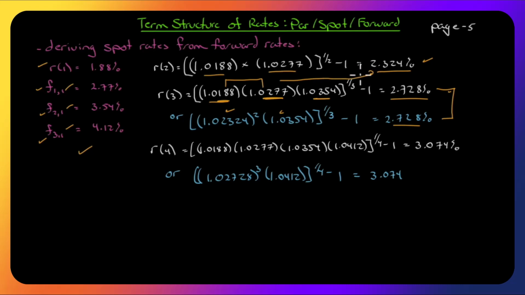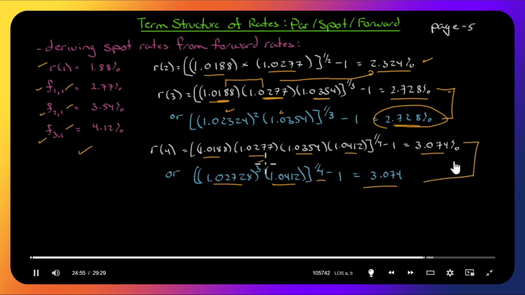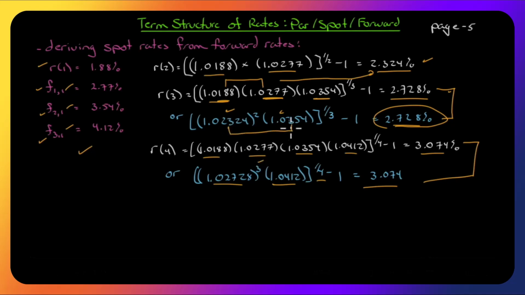And the 4-year spot rate: the current spot rate, multiplied by the next 3 1-year forward rates, take the fourth root, 3.074. Or we could take what we've already calculated for the 3-year spot rate, put it to the power of 3, multiplied by the forward rate in the 4th year, fourth root again, 3.074, and this should be the same, because everything that we have up here is this rate here.